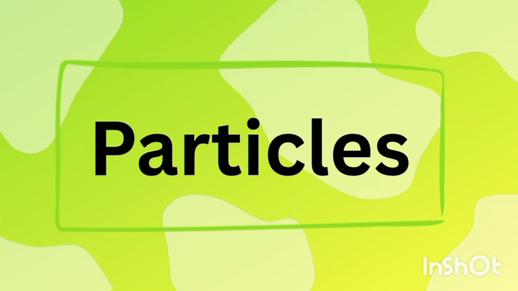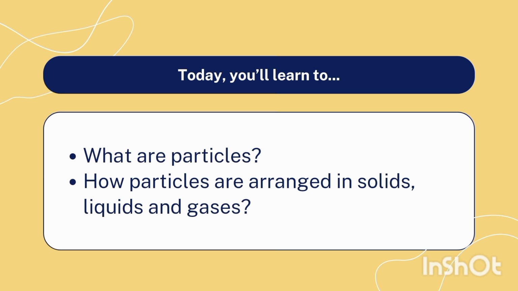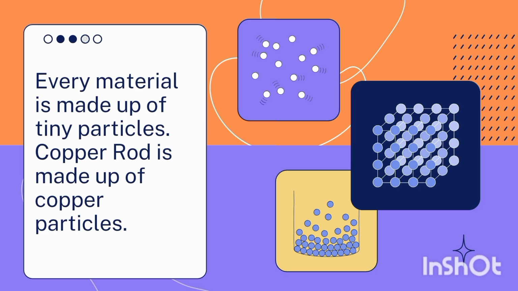Today we will discuss particles. What are particles and how they are arranged in solids, liquids and gases? Everything around us is made of particles. Particles are tiny pieces of matter. Every material is made up of tiny particles. For example, copper rod is made of copper particles. These particles are very small. We cannot see them without special tools, but they are everywhere around us.